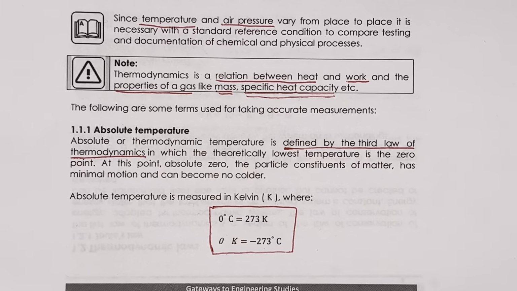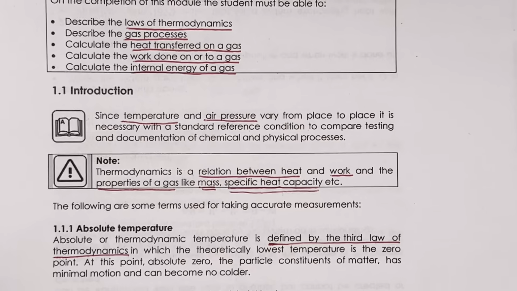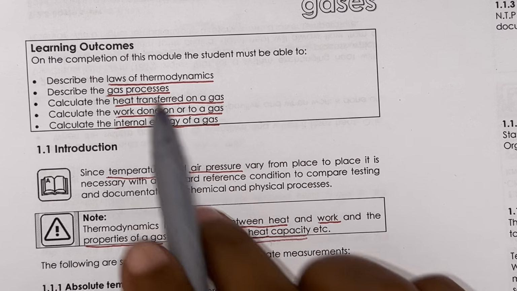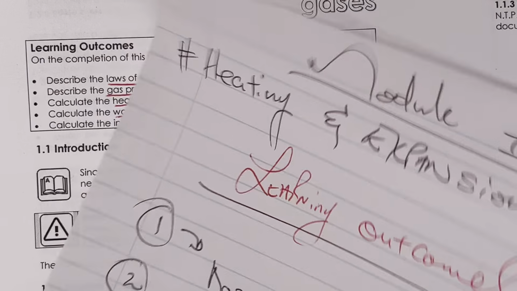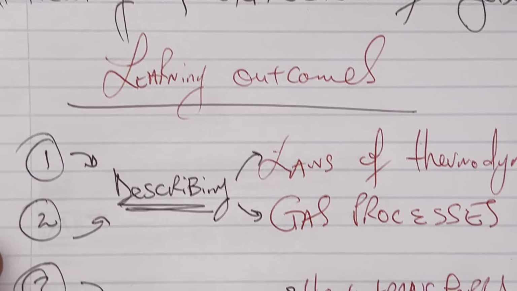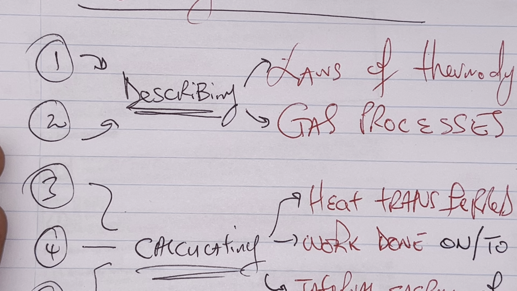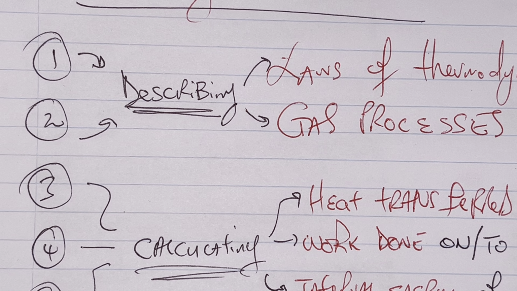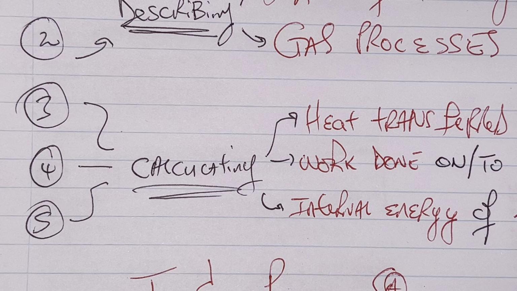Okay, right. What we've done now is we've essentially covered the learning outcomes. What do I mean when I say we've covered the learning outcomes? Module 1, heating and expansion of gases, learning outcomes. Now, when you have learning outcomes, essentially there are 5 things that you need to know. 2 of the 5 deal with describing. The other 3 deal with calculating.